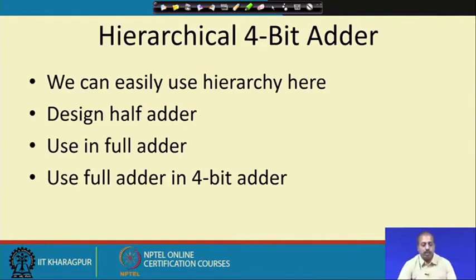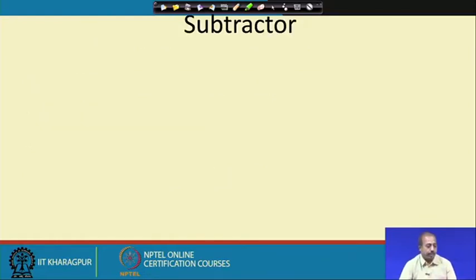So, now we can see the hierarchy. For a 4-bit adder, we can first design the half adder and use that half adder to design the full adder, and then use these full adders to get, say, a 4-bit adder. So, that way we can have a clear-cut hierarchy in the adder design.